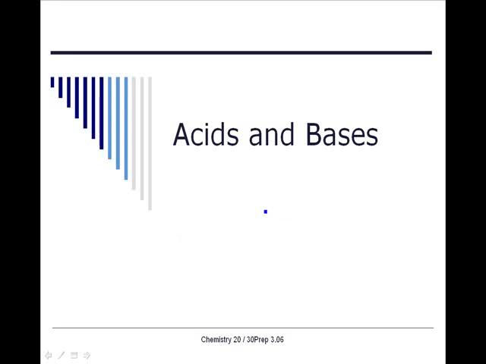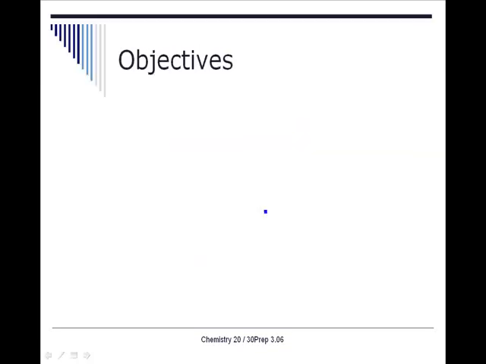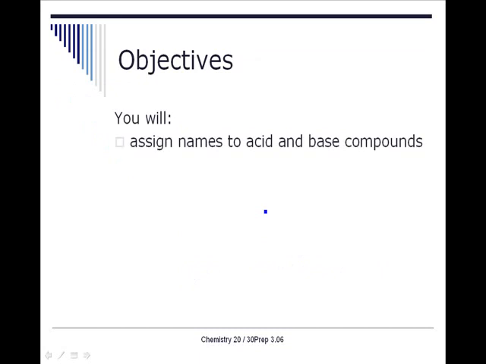Welcome back. We're going to start a chapter on acids and bases. We're going to look at the first theories for acids and bases. In your textbook, this is page 206 to 217. By the end of this lecture, you will be able to assign names to acids and base compounds.